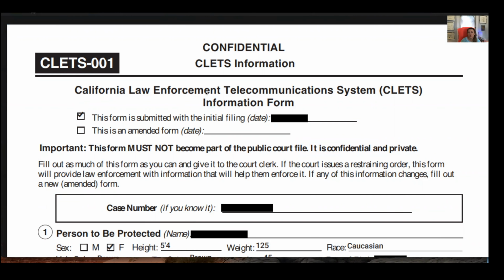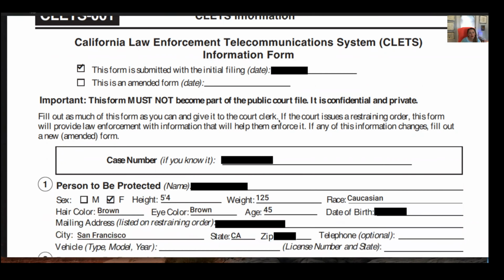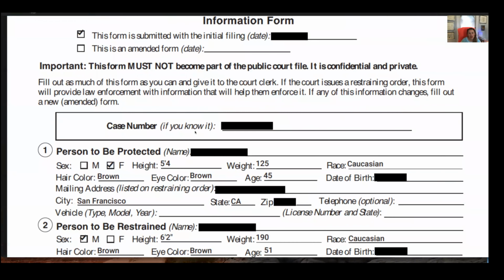CLETS is the California Law Enforcement Telecommunications System Information Form. This is submitted with the initial filing, along with the case number. This form must not become part of the public court file. It is confidential and private. Fill out as much information as you can and give it to the clerk. If the court issues a restraining order, this form will provide law enforcement with information that will help them enforce it. If any of this information changes, fill out a new amended form.